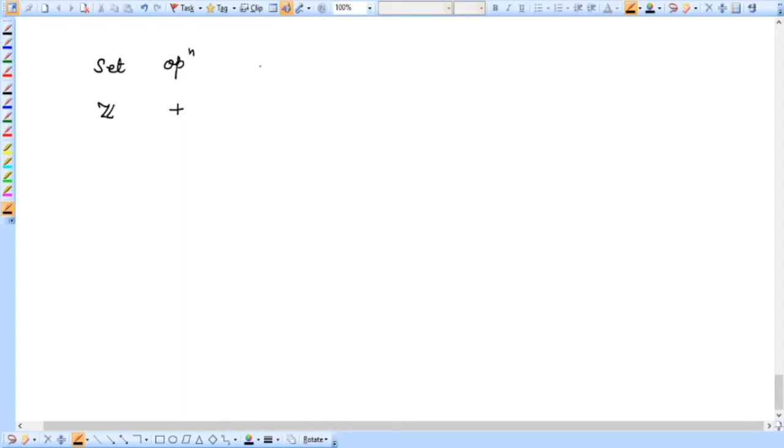So here, in the first property, it was closed because addition of two integers is an integer again. It was closed. Yes, it was associative too, because a plus b plus c is equal to a plus b plus c, and identity was here. 0 acted as identity in that problem, right?